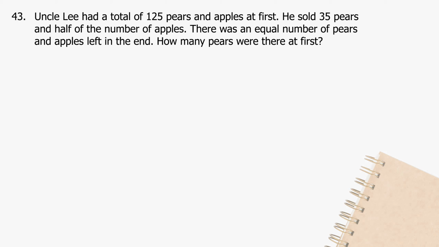Question 43. Uncle Lee had a total of 125 pears and apples at first. He sold 35 pears and half of the number of apples. There was an equal number of pears and apples left in the end. How many pears were there at first?